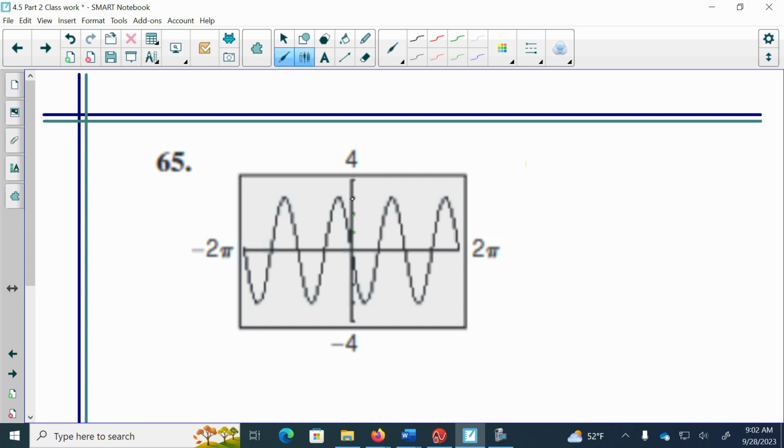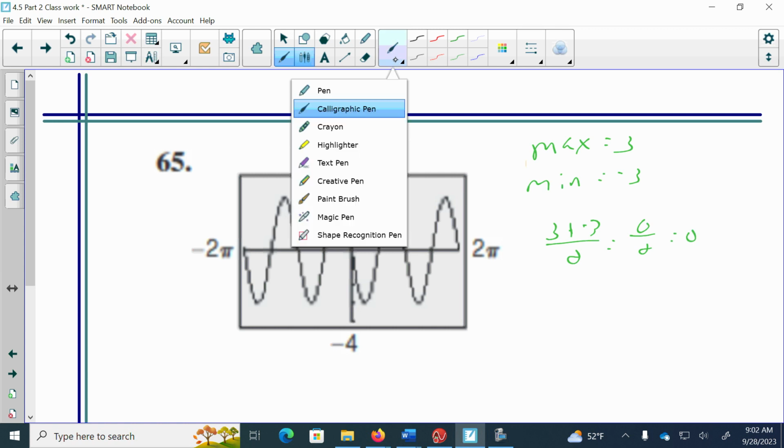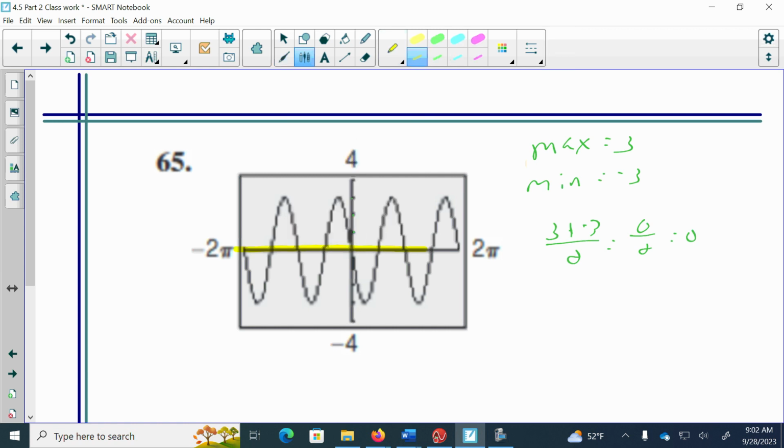So 1, 2, 3. So my max is 3. My min is a negative 3. So to find my midline, I take the average of those two, and I get 0. I do like drawing that in because it does help me out later on. So I'm going to do that. Now to find my amplitude, or my A, I'm going to take my max minus my midline, and I'm going to get 3 for my A. And you might want to highlight that so you don't lose focus of where it is.